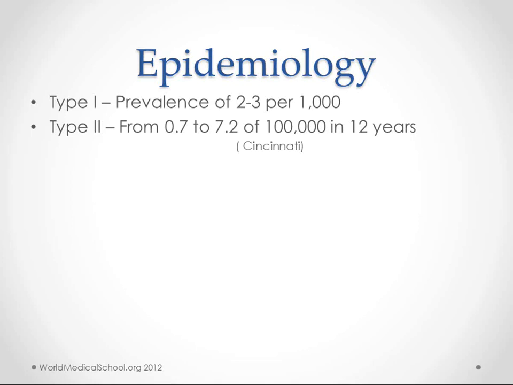So type 1 diabetes is the most common diabetes in children, and it happens to about 2 to 3 out of 1,000 kids. I think these numbers are from the ages 3 to 15 or something like that.